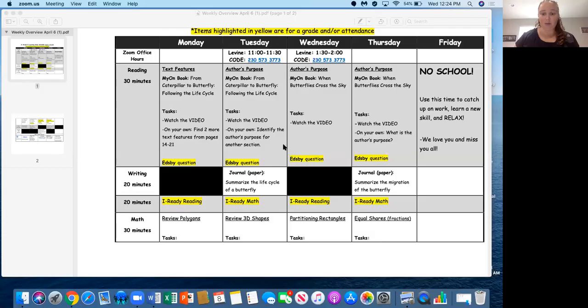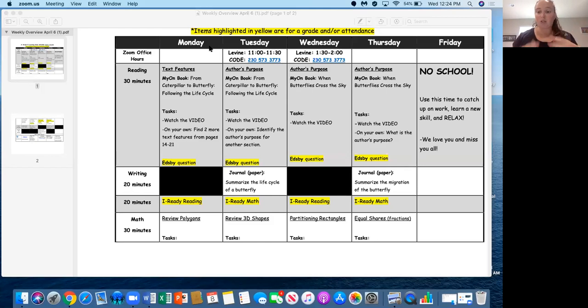So I'm just going to share my screen really quick and go over what you are doing today in reading. That way you'll be able to get your work done super, super fast. The faster you get your work done on Thursday, the closer you are to your weekend. Whoop, whoop, very exciting. So today you're going to continue that learning from yesterday with the text, When Butterflies Cross the Sky. You're going to watch this quick little video, not going to be long.